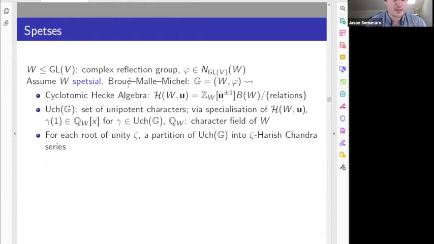What we want to do is take this W and attach data to it, data which in the case where W is a real reflection group would mean something for groups. That's essentially what the theory of Spetses is all about. It's about attaching data to this pair, W and phi. One of the things we can always do is attach a cyclotomic Hecke algebra to it. It was discovered back in the 90s, in a paper of Broué, Malle and Rouquier, I think it was, that you can attach Hecke algebras to complex reflection groups in a way analogous to the way in which one does it for real reflection groups.